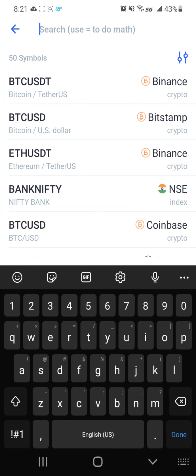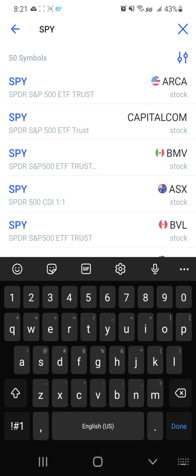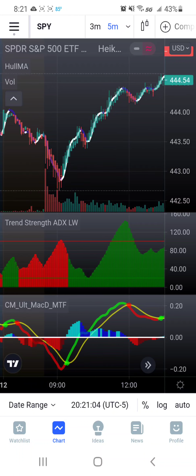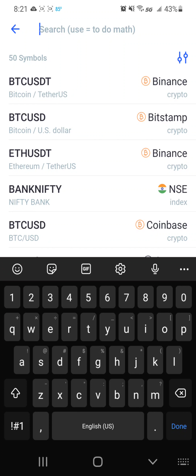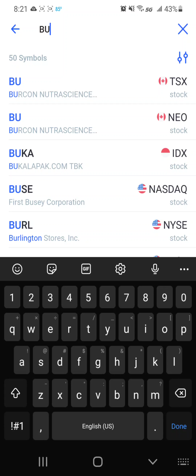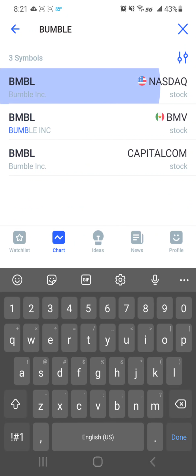Let's go to another stock. Actually, I'll just use SPY, because I like trading the SPY. No, actually, I'll do Bumble. Yeah, Bumble. The damn dating app. Okay. All right, here it is.